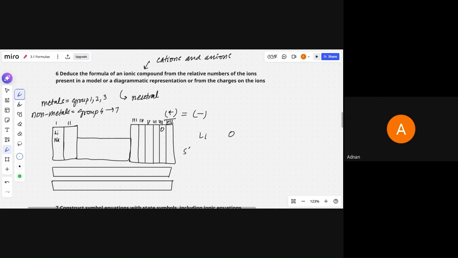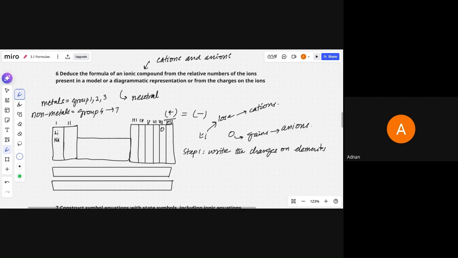Very simple. Step 1, write the charges on elements. So how will you figure out what will be the charge on a certain element? For metals, the charge is related to the group number. Lithium is in group 1, and metals lose electrons, so they will make positive ions. Metals will make cations, and non-metals gain electrons and make anions.